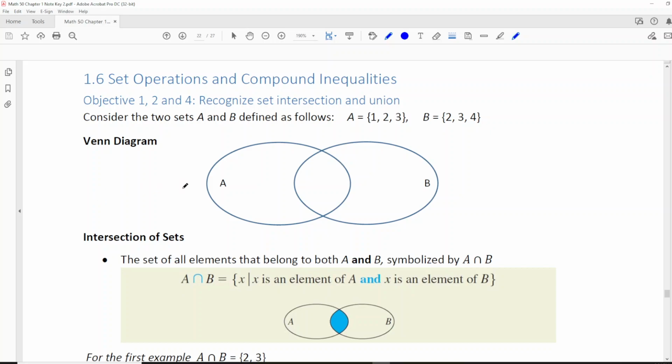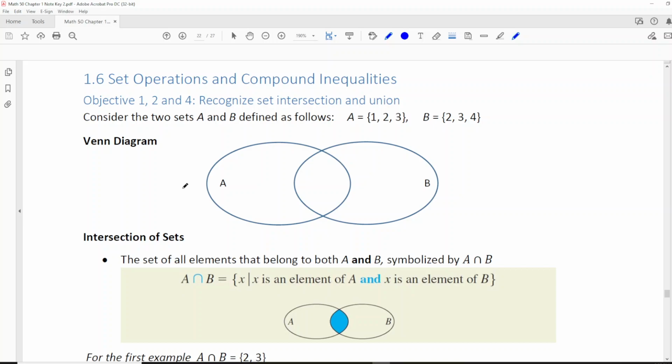1.6 is titled Set Operations and Compound Inequalities. It's really this compound inequality idea, and it is a little bit bizarre, but if you just roll with it, it's totally fun. So we're going to start off by doing objectives 1, 2, and 4. So first off, we're going to recognize set, intersection, and union.